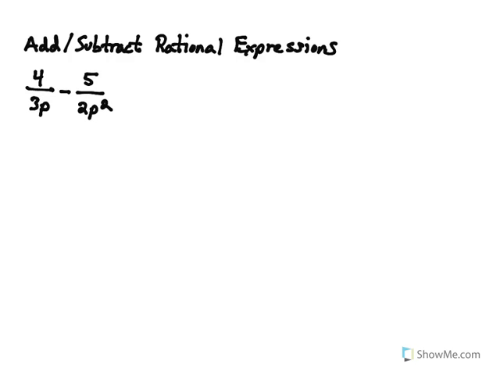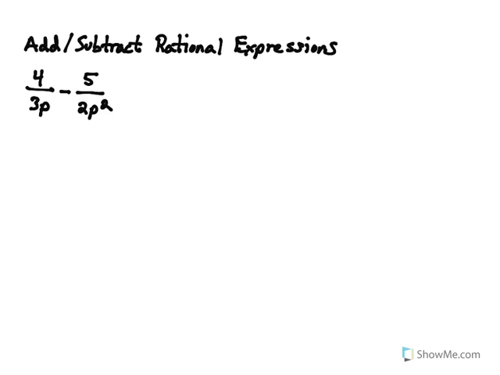Okay, so we're going to add and subtract rational expressions. The concept is the same whether you add or subtract the numerators. What's important is that we have to find a common denominator, because if you remember, if you try to add or subtract fractions with different denominators, you would have to find a common denominator, which means make the denominators identical, and then add or subtract your numerators.